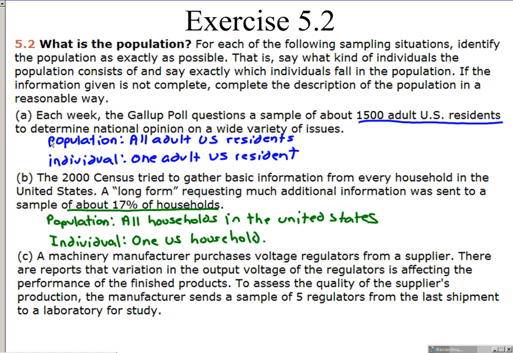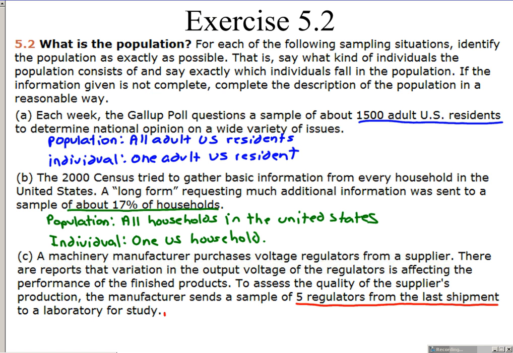Letter C, a machinery manufacturer purchases voltage regulators from a supplier. There are reports that variation in the output voltage of the regulators is affecting the performance of the finished products. To assess the quality of the supplier's production, the manufacturer sends a sample of 5 regulators from the last shipment to a laboratory for study. So there's our sample: 5 regulators from the last shipment.